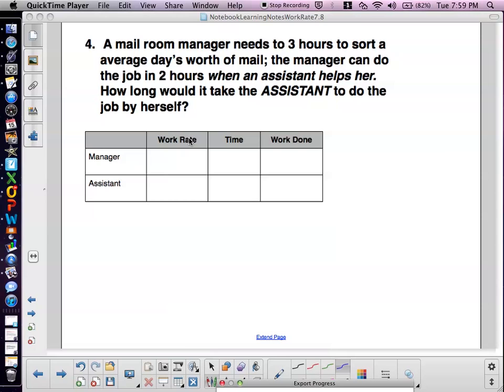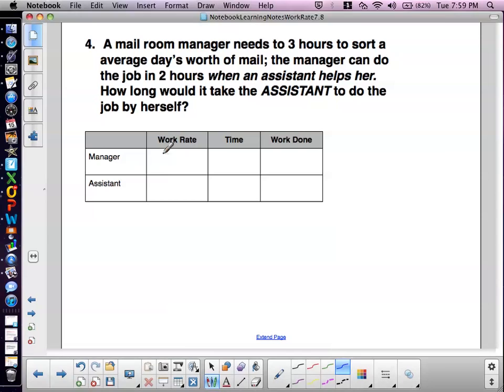So we know the manager's work rate. Her work rate is 1/3. The assistant's work rate is what we don't know, so her work rate would be 1/x. We do know that if they work together for 2 hours, then the assistant and the manager can get the job completed in 2 hours.